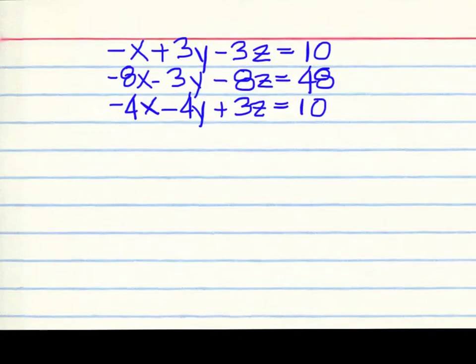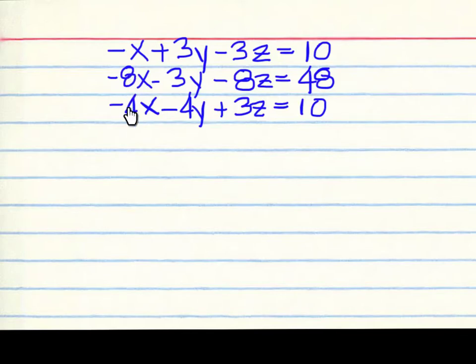Alright, there's the beginning problem. And what two equations do we normally start with? Bottom two. So on the bottom two we have a -8 and a -4. What should we do? What do we want to make that -4 into?